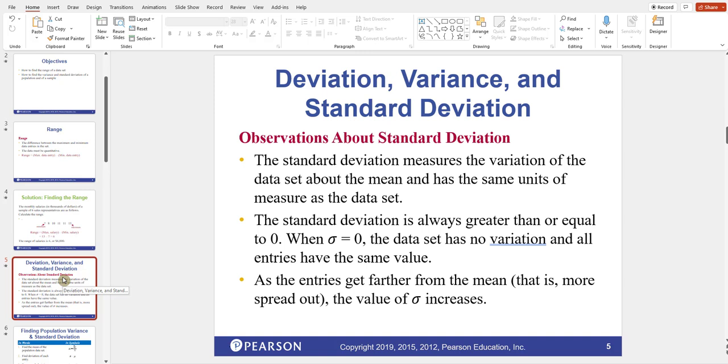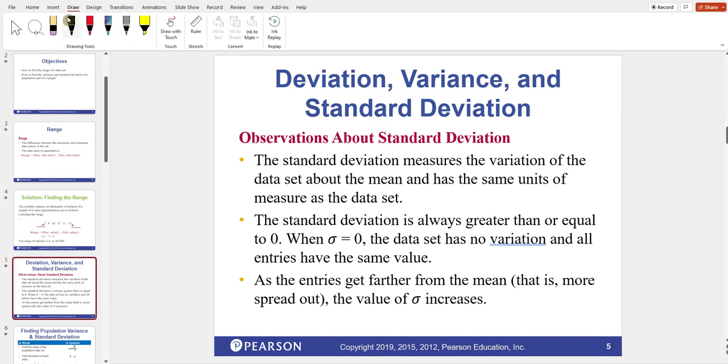This thing here, let me highlight that. This is a sigma, this is a Greek letter. In case you didn't know what this was, this indicates standard deviation. As the entries get farther from the mean, that is more spread out, the value of standard deviation increases.